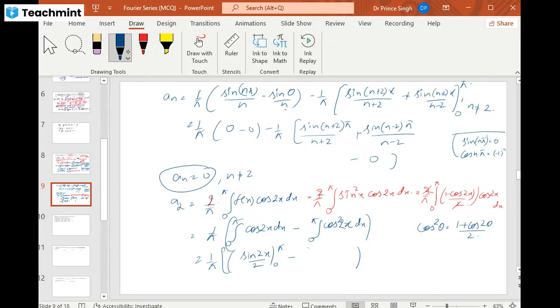So this is the integral from 0 to pi of (1 plus cos 4x) upon 2 dx. If we substitute the limit, the first value is sine 2 pi upon 2 minus sine 0, which is also 0, upon 2. And here 1 upon 4 is taken outside. The integral of 1 is x and the integral of cos 4x is sine of 4x upon 4, with the limit 0 to pi.